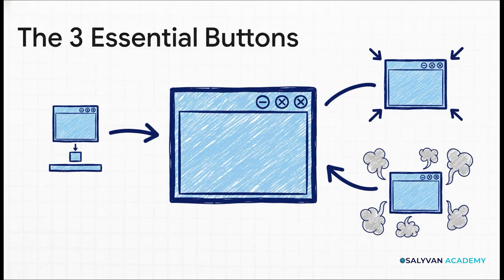In the top right corner of every single window, you're going to find these three essential buttons. The minus sign is minimize. It doesn't close the app, it just hides it down on your taskbar. The square is maximize, which makes the window fill your entire screen. And of course, the X, well, that closes it down completely.